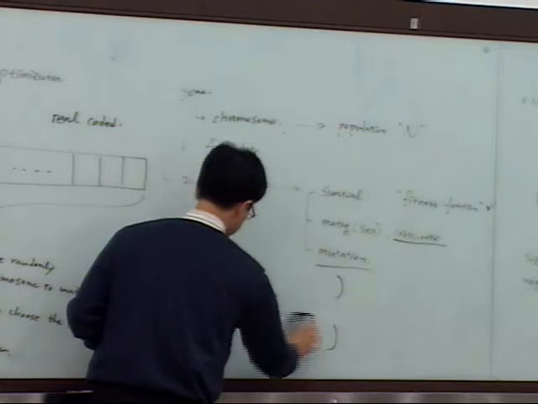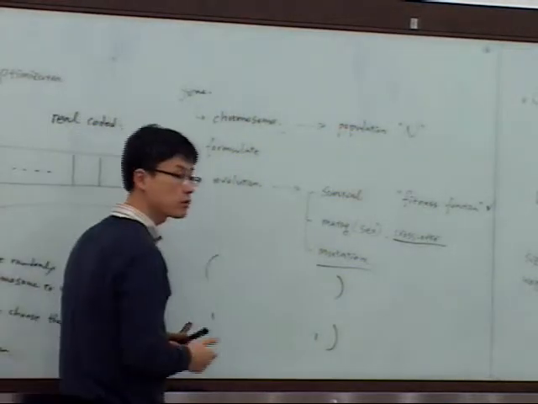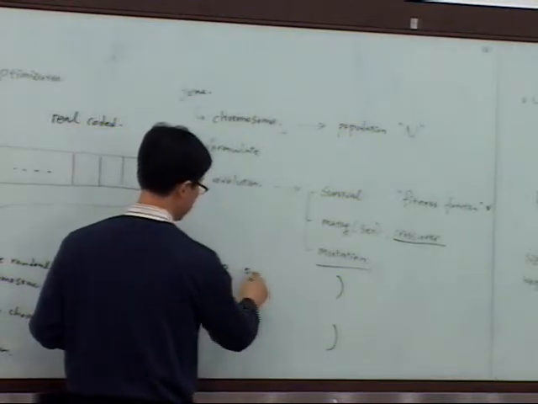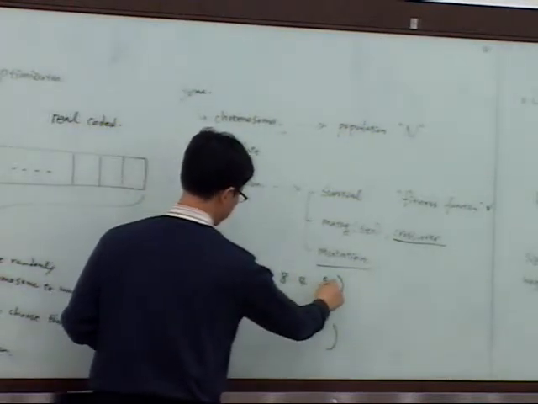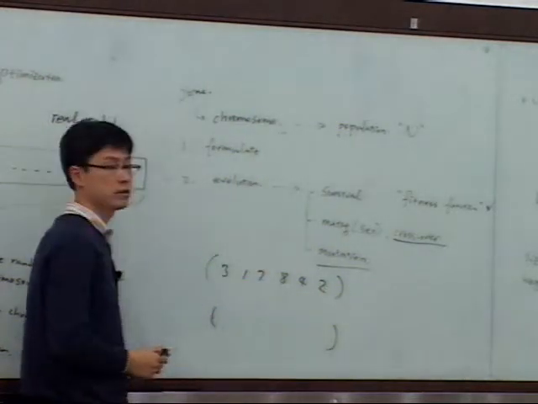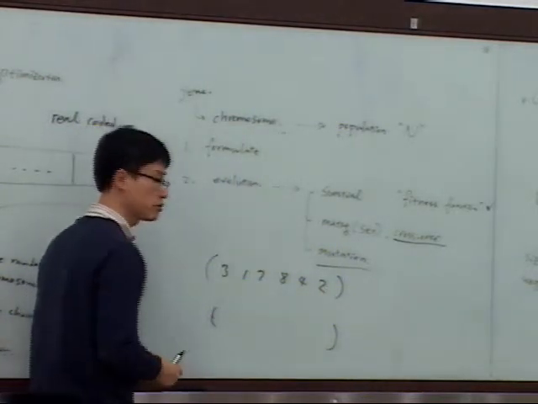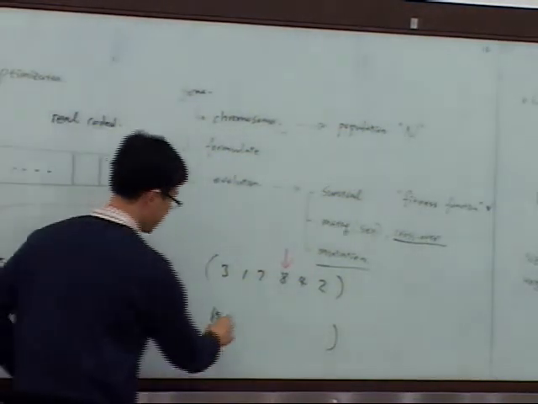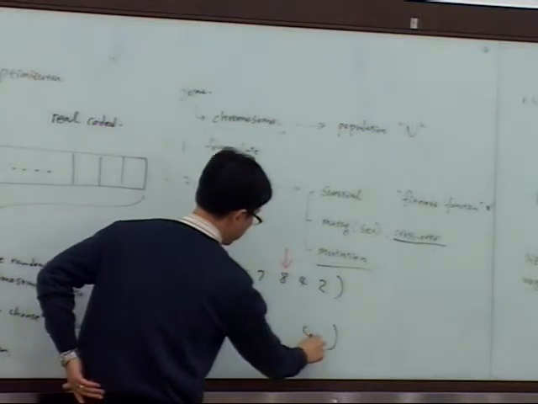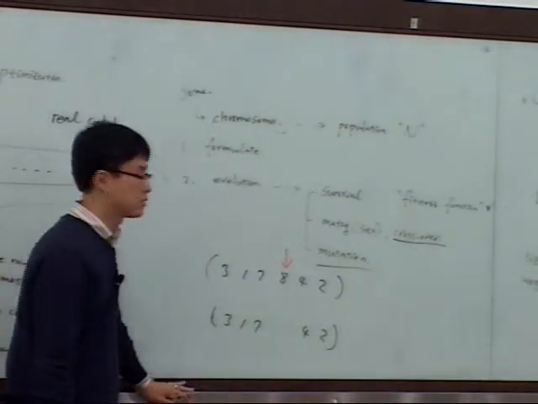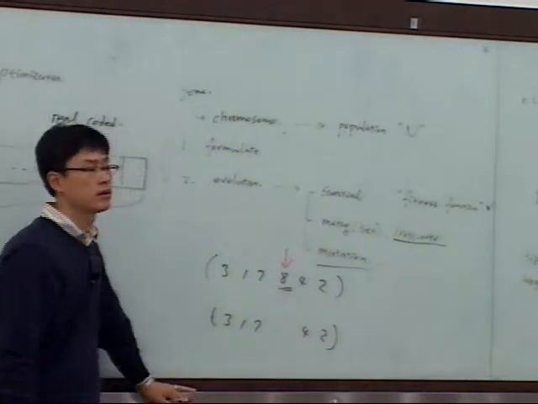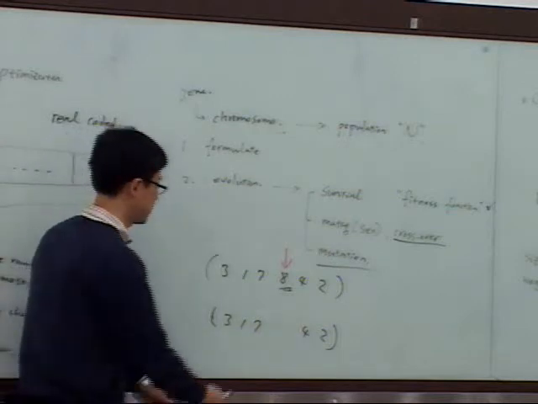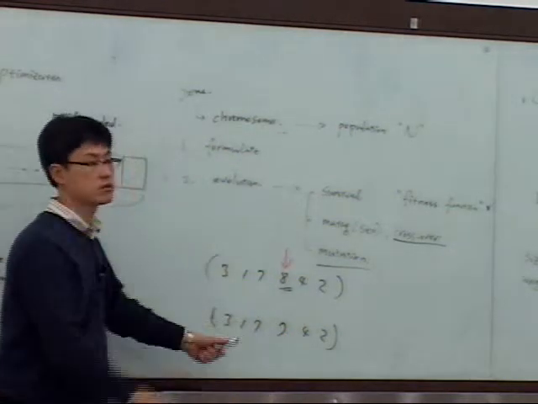If our chromosome is a real-coded one, like in this can packing problem, 317842, something like this, you can randomly choose which genes to mutate. 31742, and now we have to run the random number generator, and I don't know, maybe 7. That's a mutation.